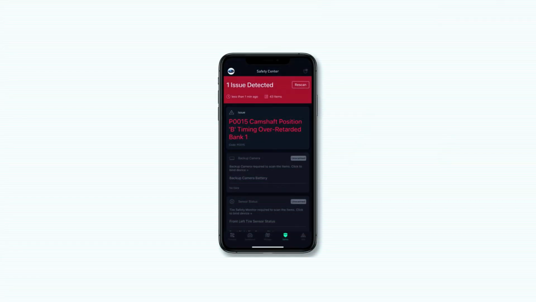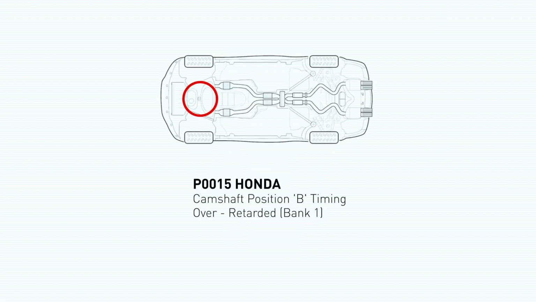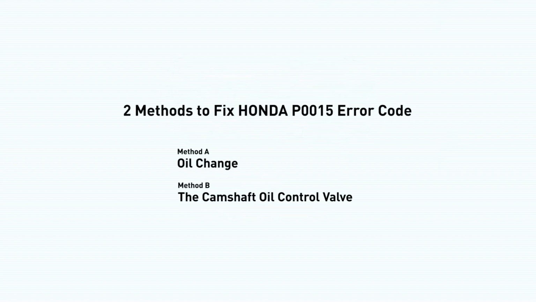Use the OBD2 scanner to scan your vehicle and see the error code P0015. It indicates the ECM has determined that the intake camshaft timing for bank 1 is more retarded than what the ECM has commanded it to be. Here are 2 of the most practical solutions to fix Honda's P0015 error code.